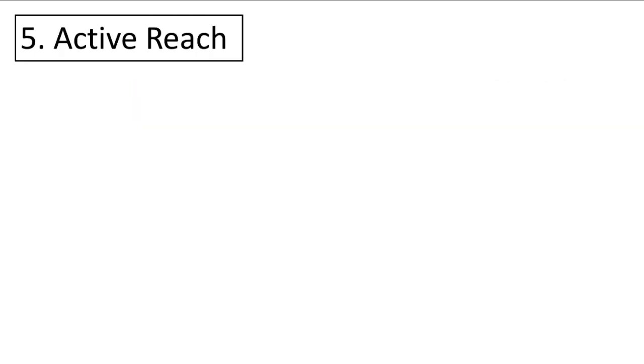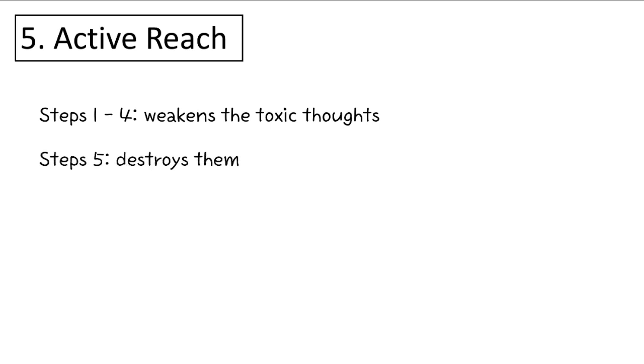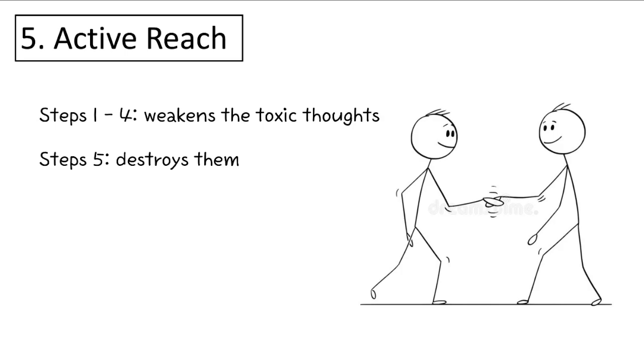The last one is active reach. If steps 1 through 4 were to weaken the toxic thoughts, step 5 is actually destroying them. In step 5, you don't just make a decision to forgive, but you actually forgive. It's not just making the decision not to worry about your children, but actually stopping worrying. So that's active reach. Anyway, I just wanted to give you the overview of the 5 steps, but you'll be reading more in detail in each chapter this week.